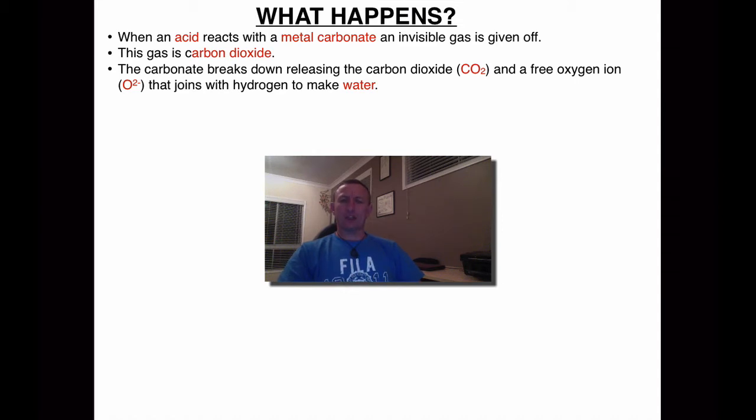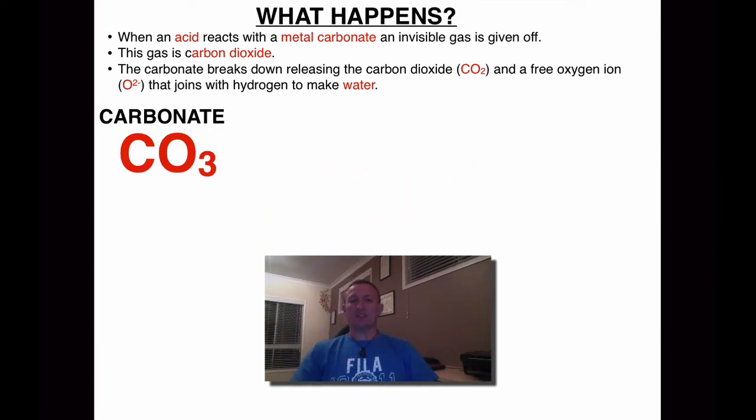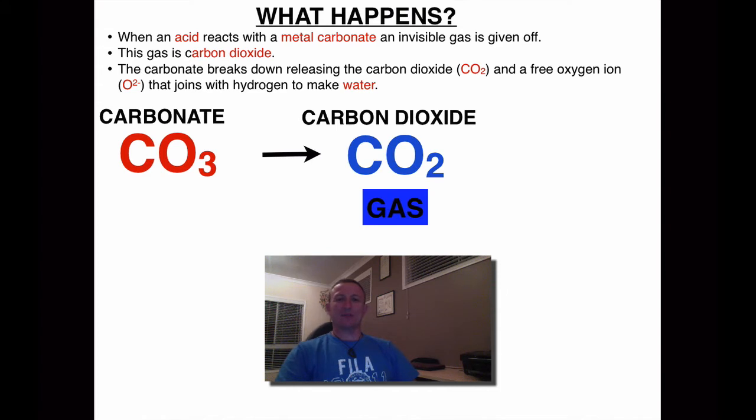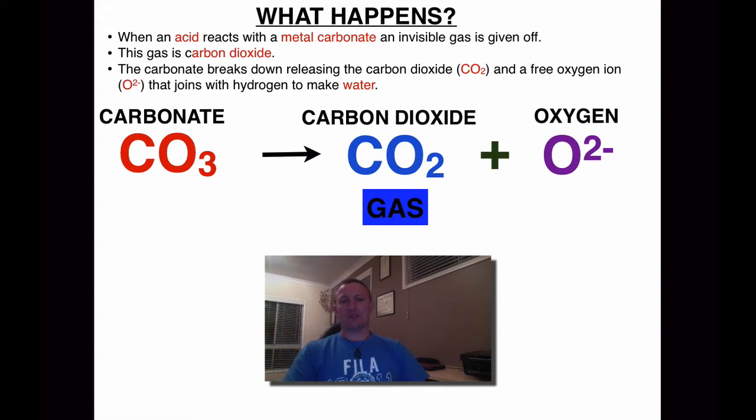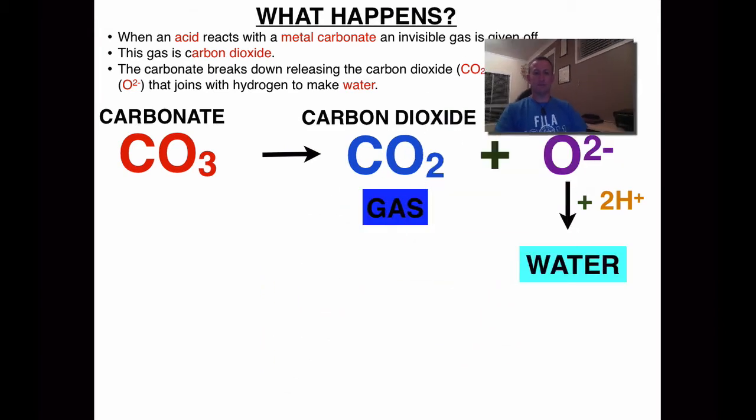Well, that free oxygen can then join with the hydrogen ions which are present in the acid. And if we join them in the ratio of 2 hydrogens to 1 oxygen, we're going to make the compound water. So what we end up with is a carbonate, CO3, which breaks down into the gas, carbon dioxide, CO2, and then leaves a free oxygen floating around. This free oxygen joins with 2 hydrogen ions and as a result produces water.